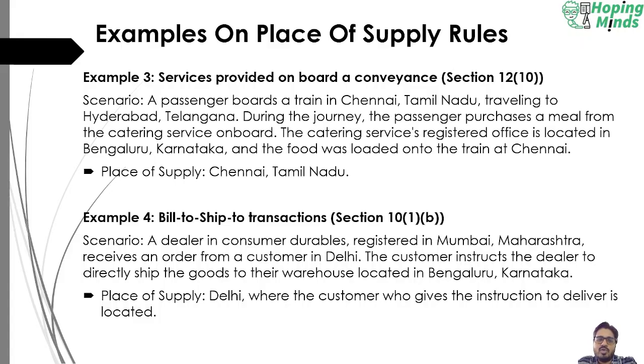So in a bill to ship to scenario, the place of supply is the location of the buyer, that is the person who places the order and instructs the delivery to the third party. And it's not the location where the goods are actually delivered. So in this case, since the supplier based in Maharashtra and the place of supply, that is Delhi, are in different states, IGST will be charged in this example.